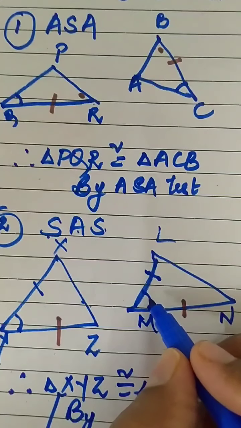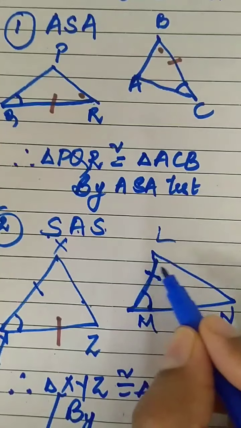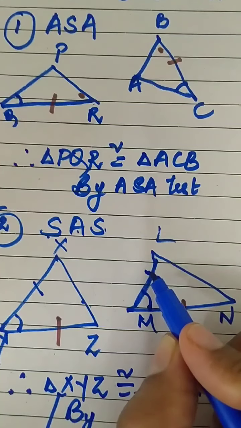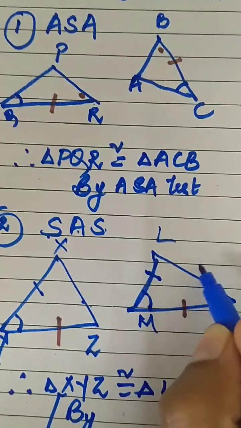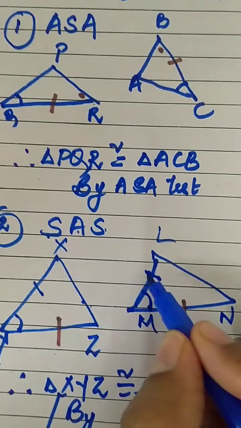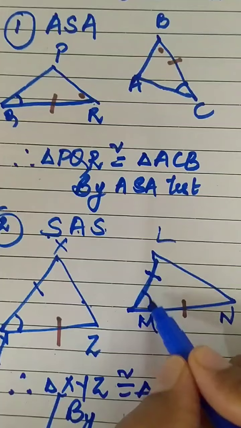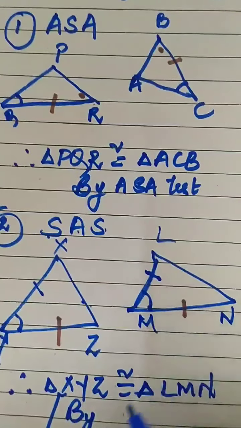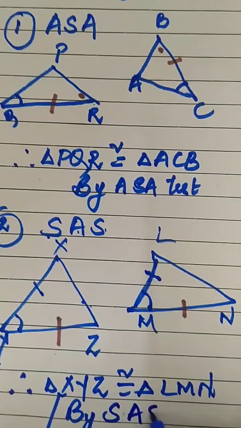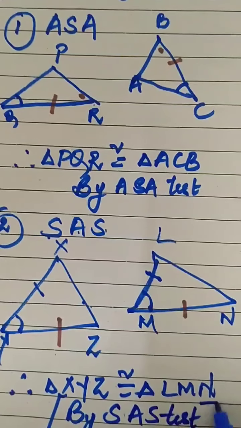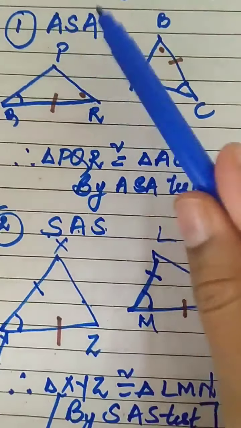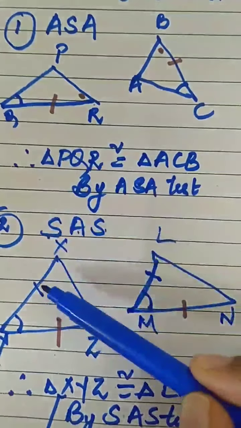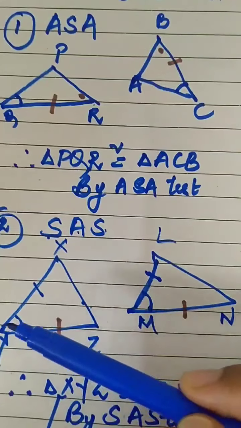Now if this angle is somewhere else, suppose here, then you can't take side, angle, side, because this will be side, angle. Here you should have the side. This angle should be included angle. Included means between the two sides taken. So here that is coming properly. So SAS test, and the previous one was ASA test. Here between two angles, one side. Here between two sides, one angle.